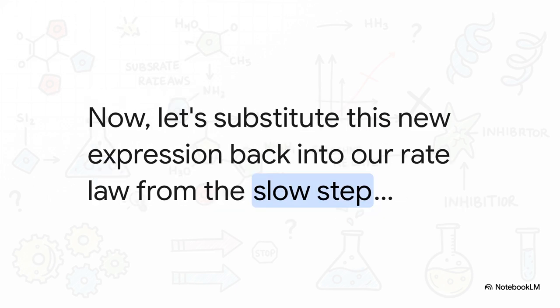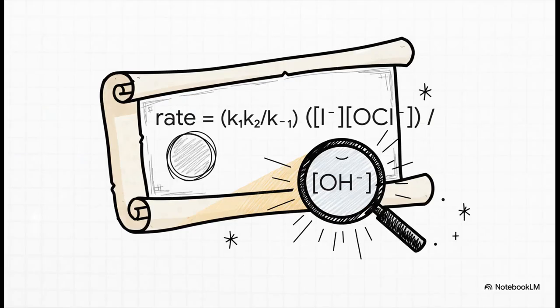Okay, this is the moment of truth. We're going to take this new expression we just found for HOCl, and we're going to plug it right back into the rate law from our slow step. We're replacing the thing we can't measure with things we can. And there it is. This is the true rate law for the overall reaction. And just look at what's in it. Our original reactants, iodide and hypochlorite, and right there, sitting in the denominator, is our hidden character, hydroxide.